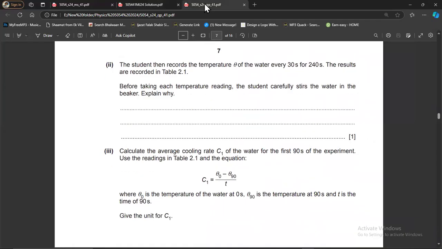Then he says the student then records the temperature theta of the water every 30 seconds. So he poured the hot water, its temperature is 72 degrees centigrade, and the time is 0. He started the stopwatch, and after every 30 seconds, he is noting down the temperature from the thermometer of that water. So he's using a stopwatch. The results are recorded in table 2.1. Before taking each temperature reading, the student carefully stirs the water in the beaker. Explain why.